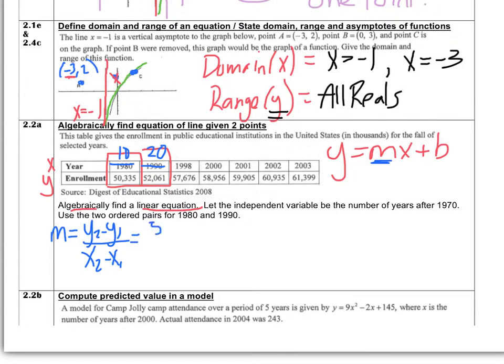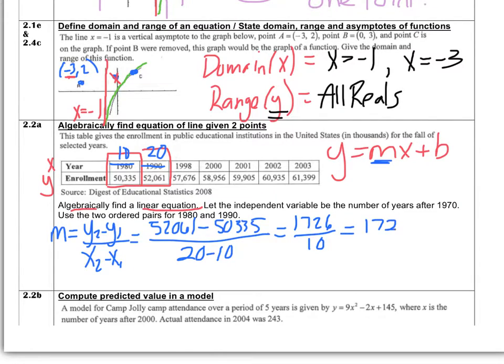So let's go ahead and do 52,061 minus 50,335. Then I'm going to divide by 20 minus 10. That'll give you 1,726 over 10, which gives us a slope of 172.6. Let's take that slope value that we just found and put it in here for the slope. So now we have y equals 172.6x plus b. So the next step is we need to find the b, or in this case, the y-intercept.